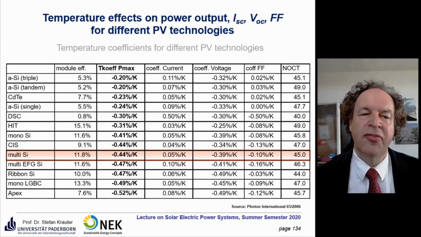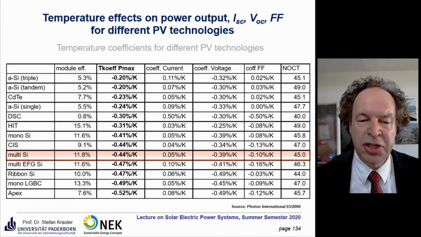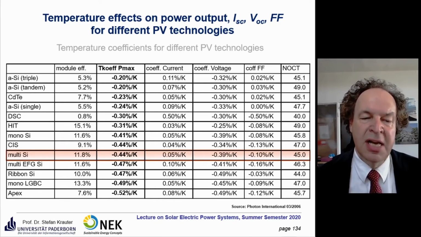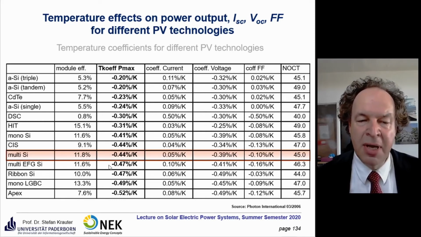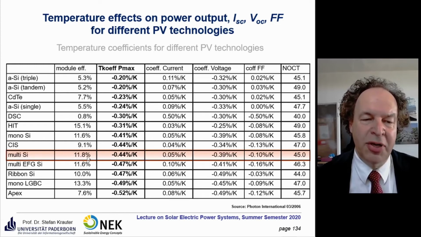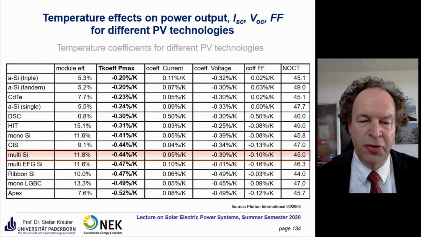Here you see the different temperature coefficients for the different solar cell technologies. The most often used nowadays is a multicrystalline silicon solar cell, so I just put a red frame here. The conversion efficiency of 11.8% is not up to date anymore. Nowadays, it's almost 20% conversion efficiency. Most commercial cells are in the vicinity of 17 to 19%.